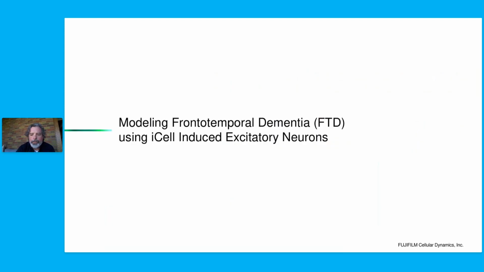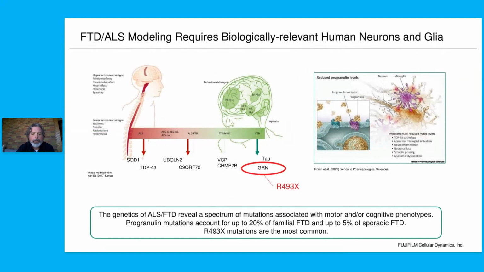Okay, now I'd like to move into discussing how we're using our induced excitatory neurons as a model for frontotemporal dementia using our granulin heterozygous knockout neurons. So frontotemporal dementia and amyotrophic lateral sclerosis, or ALS, are on a disease spectrum with common underlying gene mutations that can either lead to motor neuron disease or cortical degeneration and subsequent behavioral changes.